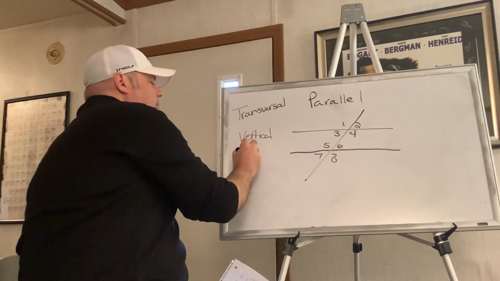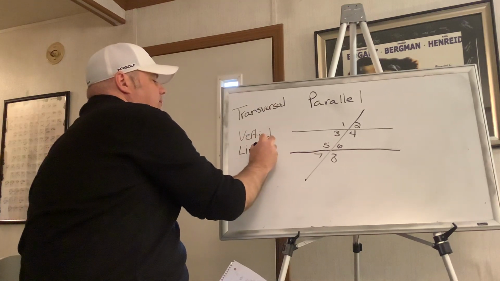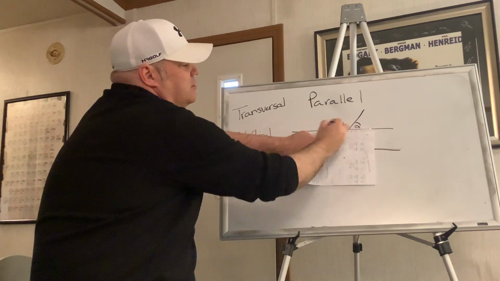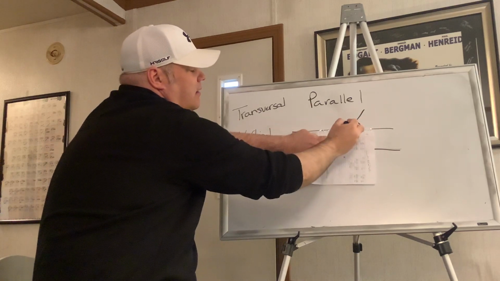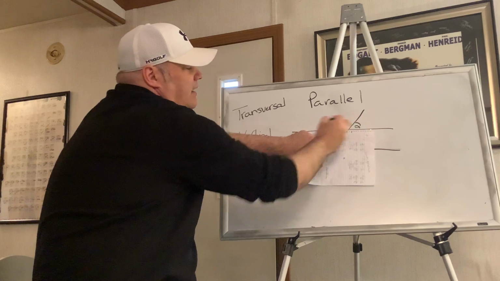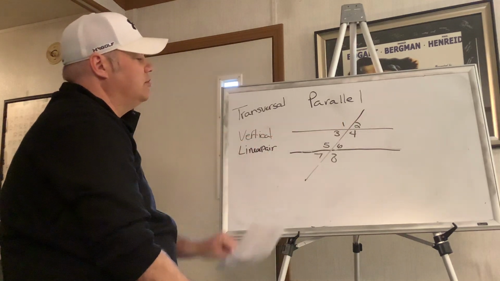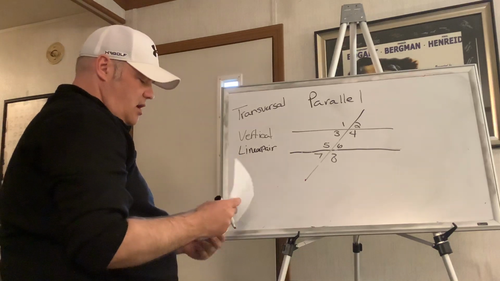Another thing is linear pair. You still have linear pairs. Like 1 and 2. 1 and 2 still form a straight line here, and so they're a linear pair. They add up to 180. That has not changed. Okay, so those two things are still the same.